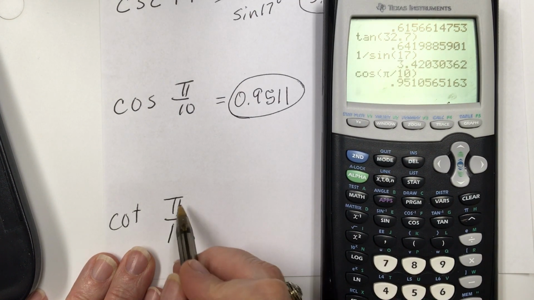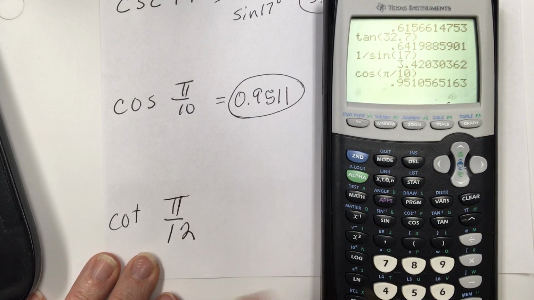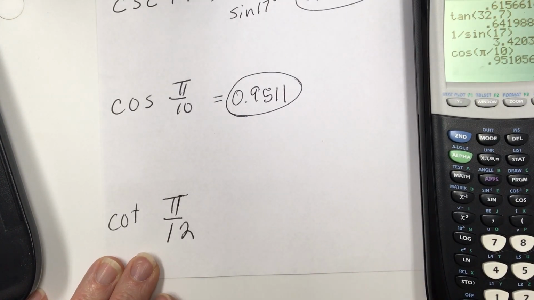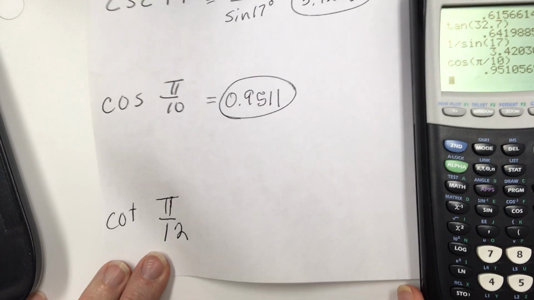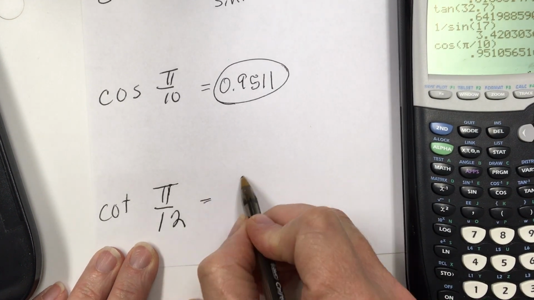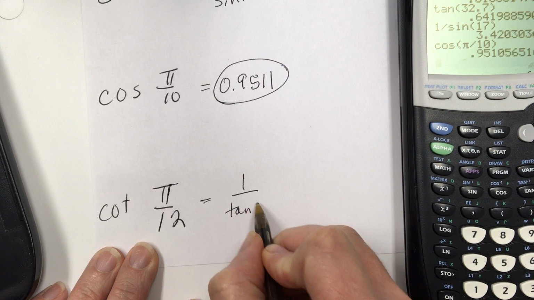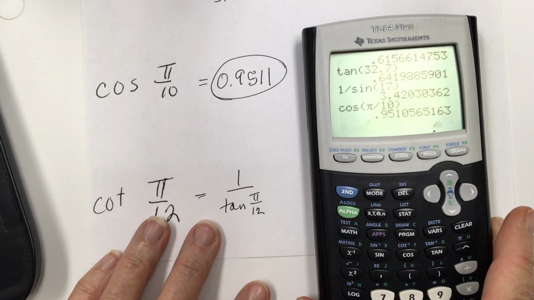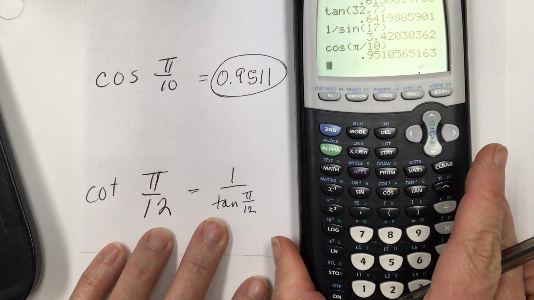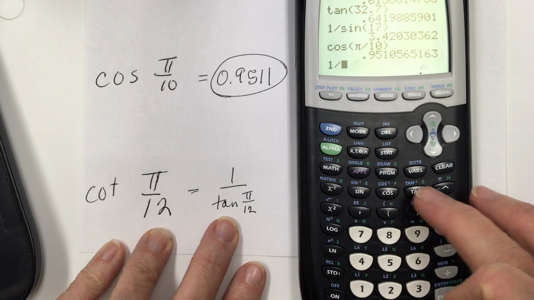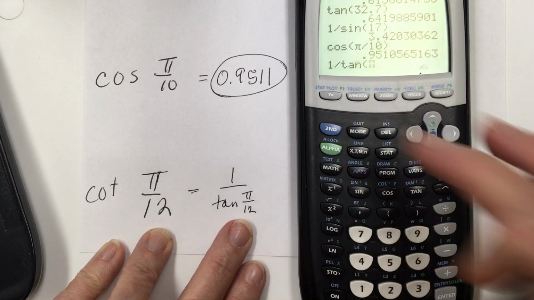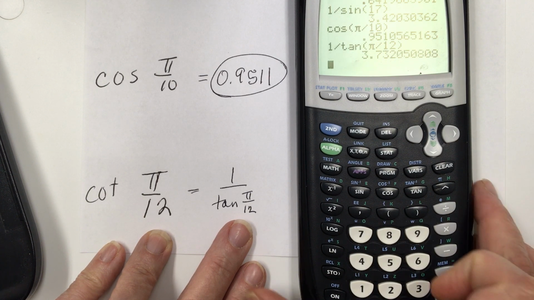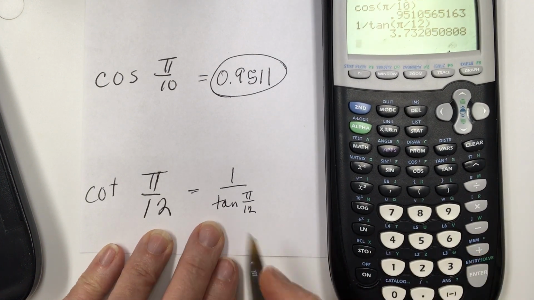Again, I'm in radians, so I'll stay in radians on my calculator. There's no cotangent button, but remember that cotangent and tangent are reciprocals of one another. Therefore, I will use 1 over tangent of pi over 12. So using my calculator, I'm in radians. I have 1 divided by tangent of pi divided by 12.